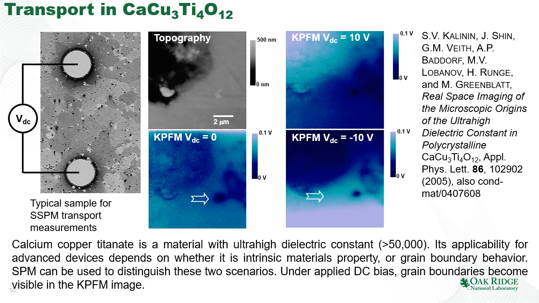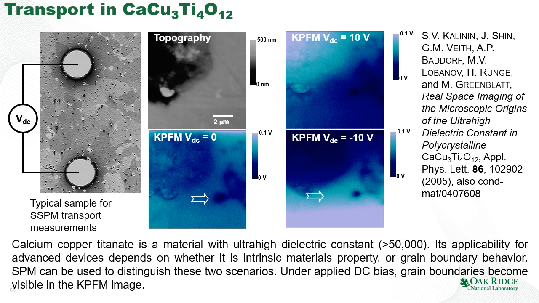Another interesting example of scanning impedance microscopy as applied to polycrystalline material is calcium copper titanate. This material got people very excited about 20 years ago because it showed an extremely high dielectric constant, of the order of tens of thousands and potentially hundreds of thousands. The question was, is this dielectric constant related to the fact that the material is ultrapolarizable, and there are reasons why it shouldn't be possible at room temperature, or is this grain boundary behavior? Obviously, grain boundary behavior is relatively trivial, whereas the ultra-high polarizability might be some interesting physics. So is it the grain boundary effect or the bulk effect?